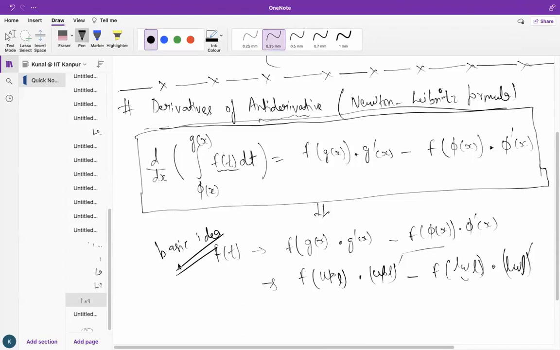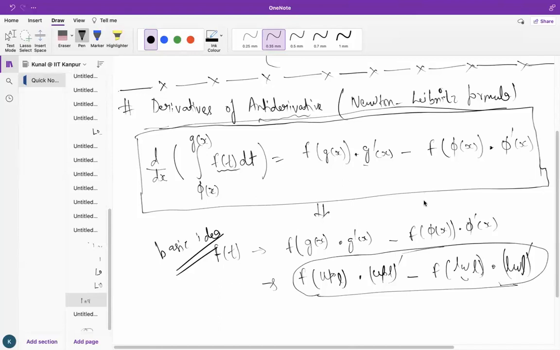If I am differentiating an antiderivative, we get a product form. First substitute the upper limit, and then differentiate the upper limit, and then substitute the lower limit and differentiate the lower limit. So this is our basic idea. How are we going to implement it? We are implementing it through this basic idea.